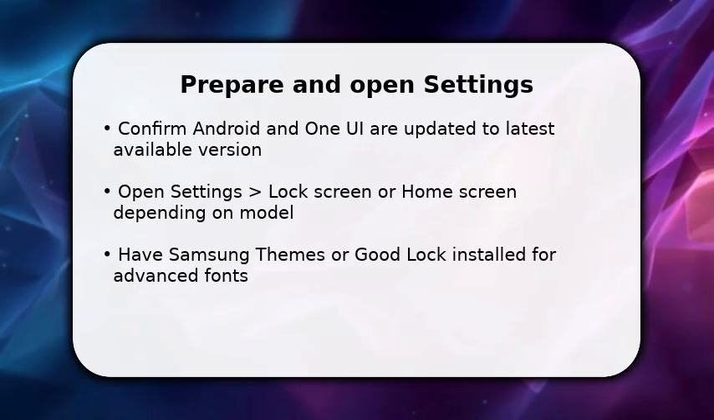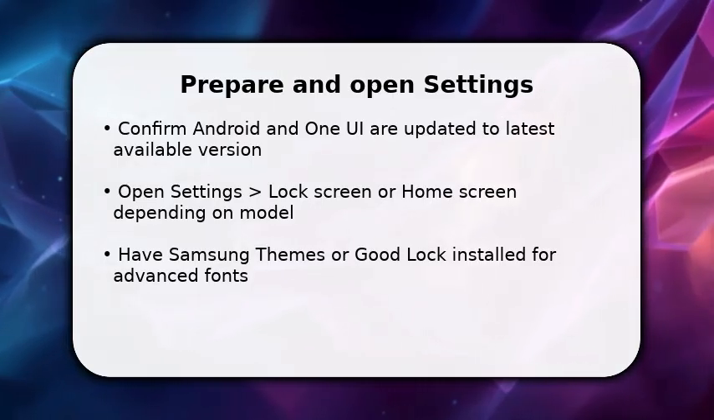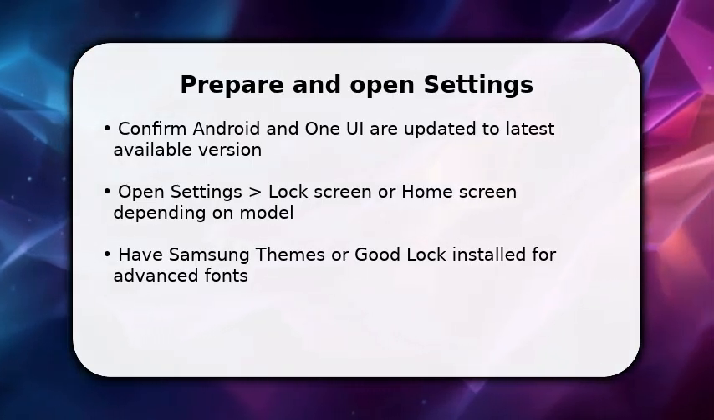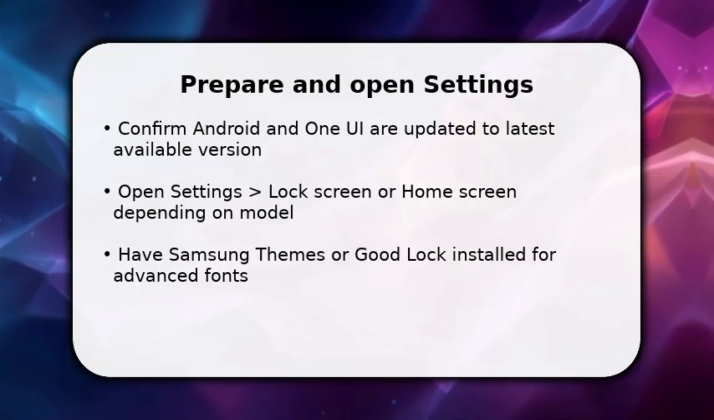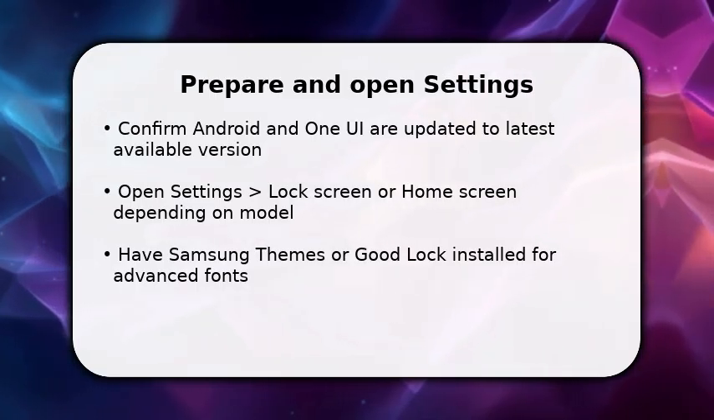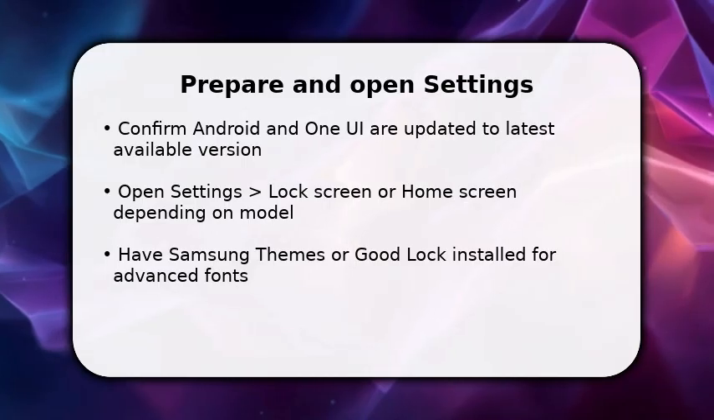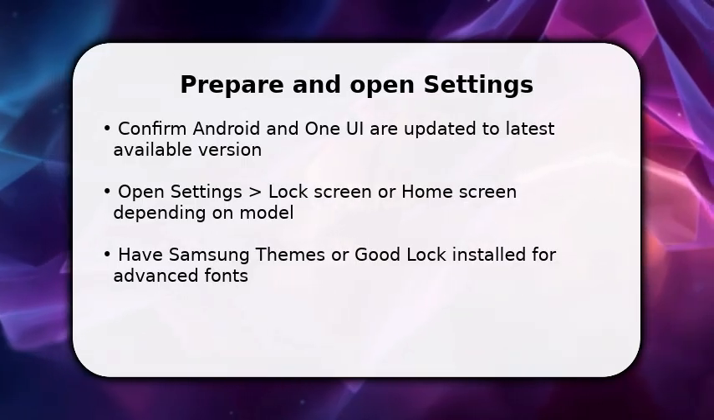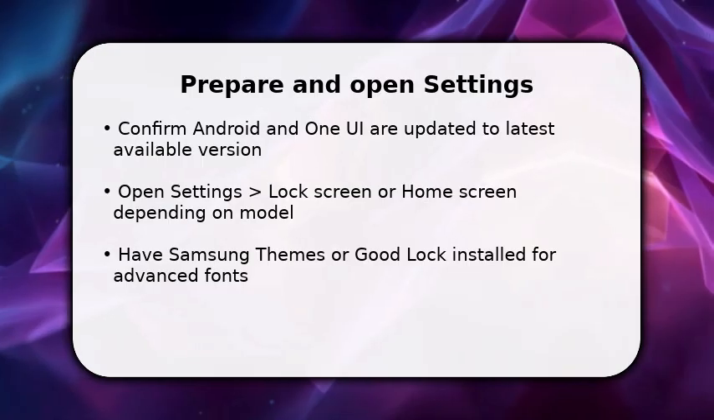You'll start by verifying requirements and opening the right menu. First, make sure your phone's system and One UI are updated. Outdated firmware can hide options. Next, open Settings and go straight to Lock Screen or Home Screen. Models differ, so check both.